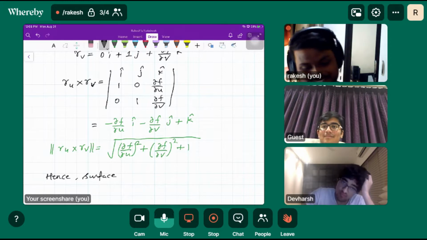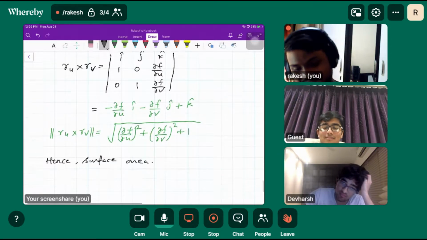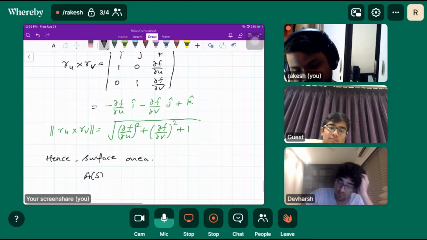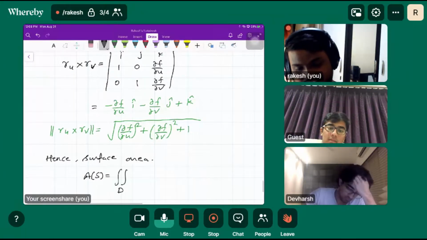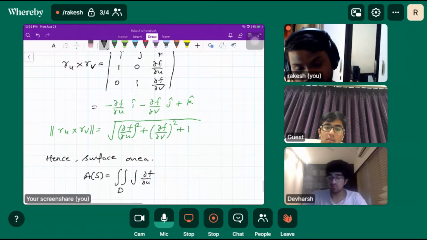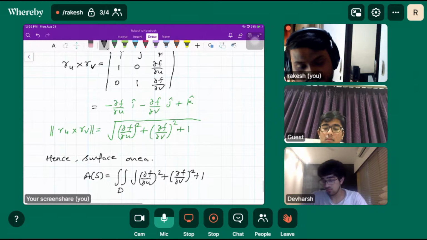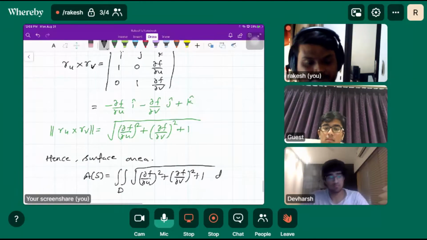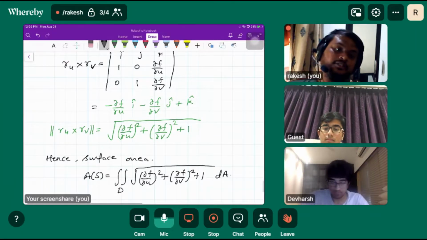So hence, the surface area dS is the square root of del f upon del u whole square plus del f upon del v whole square plus 1, dA.